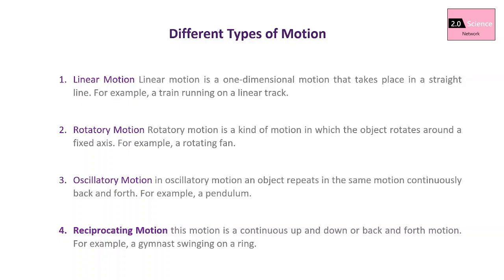4. Reciprocating motion. This motion is a continuous up and down or back and forth motion. For example, a gymnast swinging on a ring.